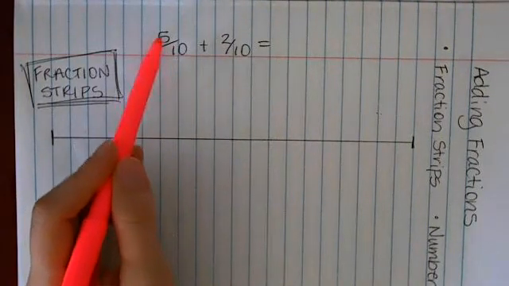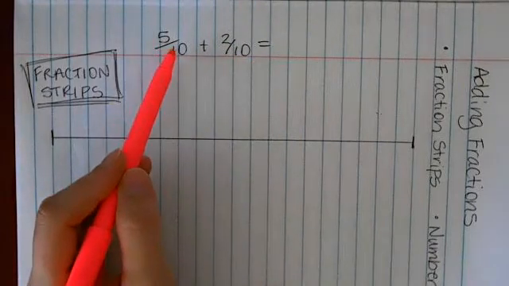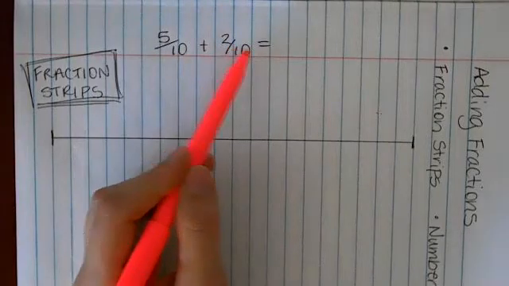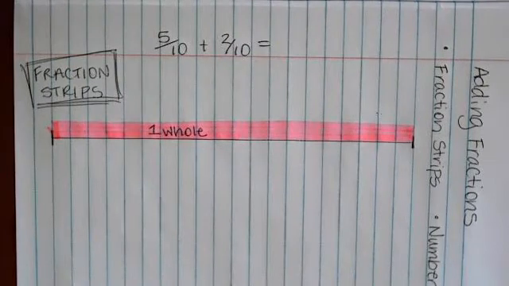We have the equation 5/10 plus 2/10. 5/10 is less than a whole amount, and also 2/10 is less than a whole amount. So the first fraction strip I'm going to draw is a fraction bar that equals one whole. The next thing I would like to show is 5/10. So to do that, I need to show 5 1/10 pieces.